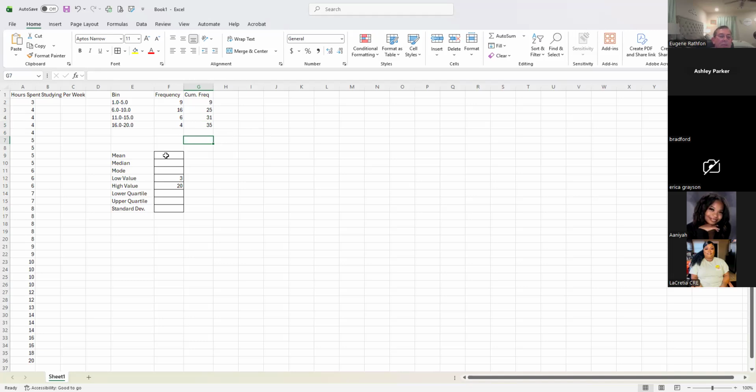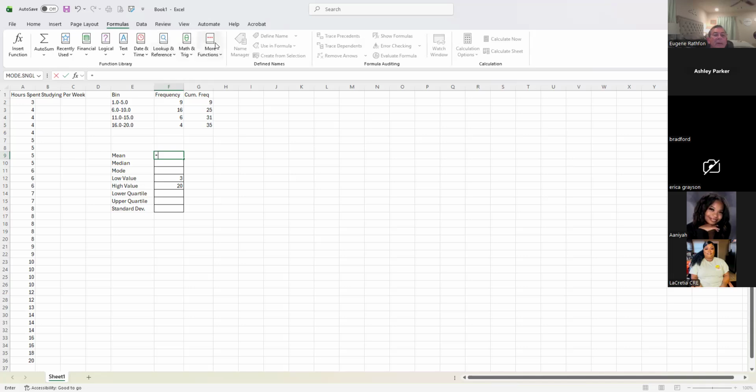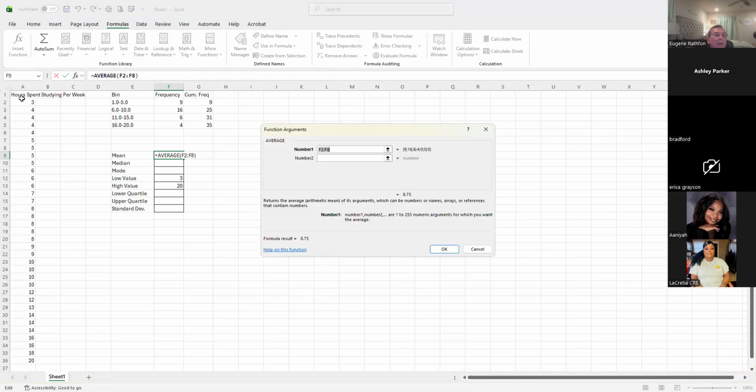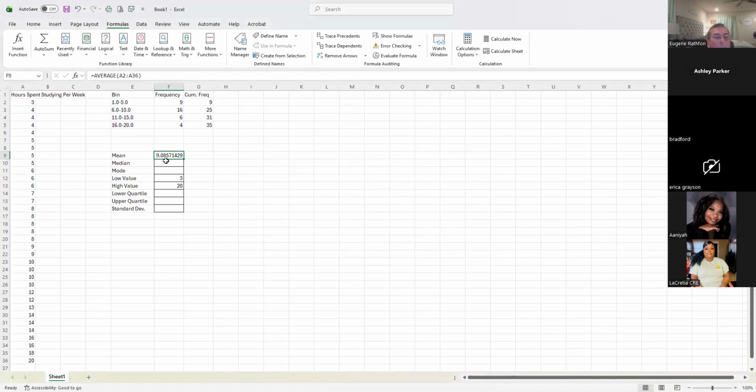All righty, so other things you'll need is your mean. Now I'm going to work on charts next week. So this week I'm just showing y'all how to get your frequencies and your cumulative frequencies. The mean, remember, that's going to equal. So put equals for the mean. Go up to formulas, more functions, statistical, and average. So it's going to be the average of the whole column. So that'll be A2 to A36. Okay. So my mean is 9.08.